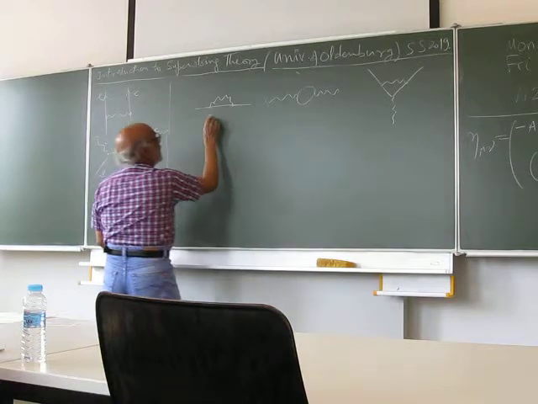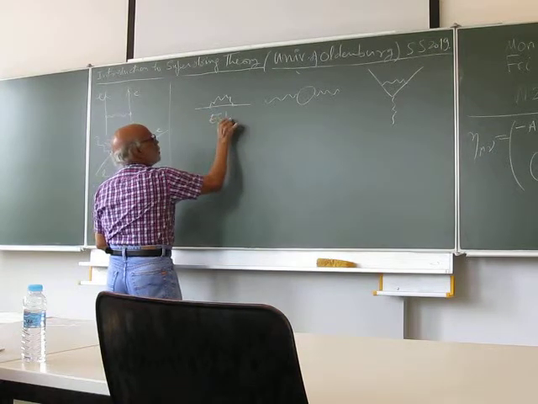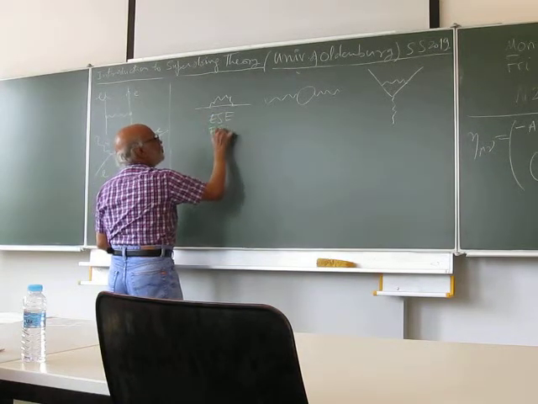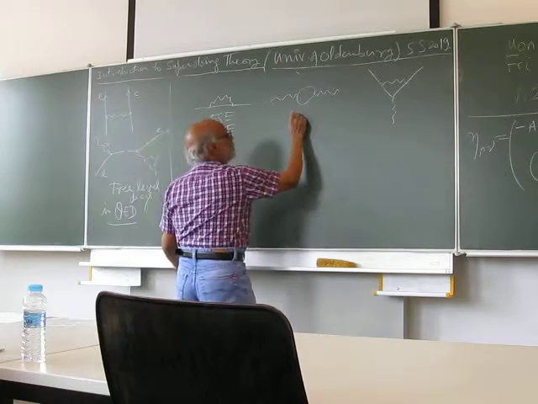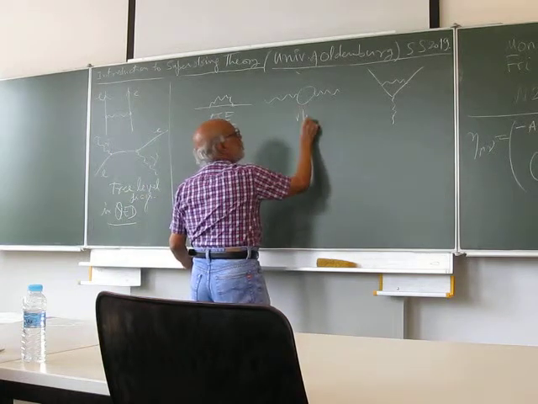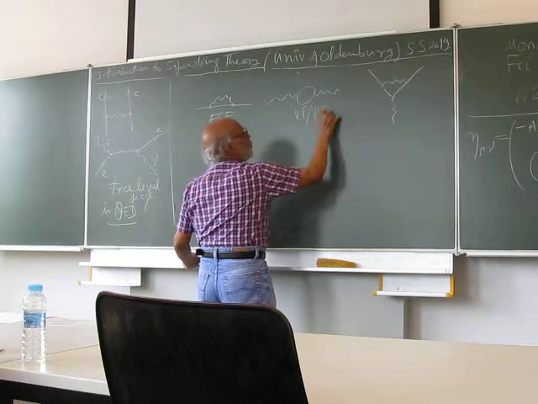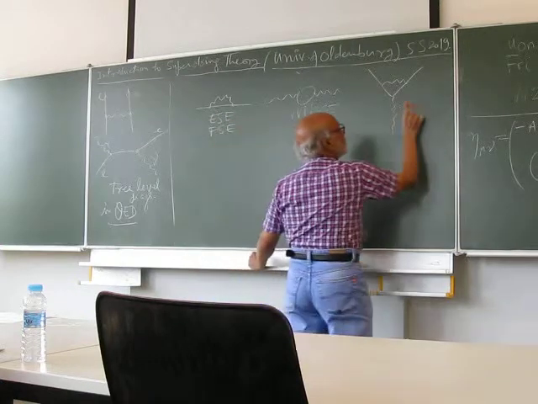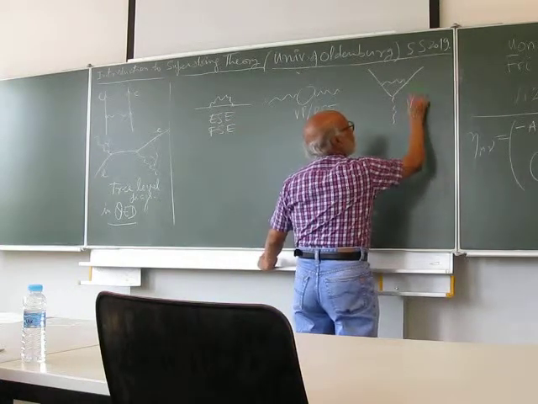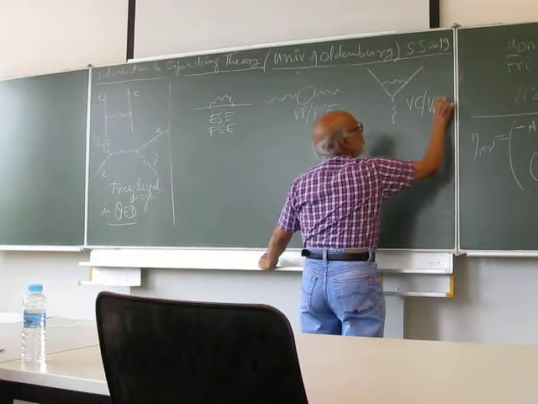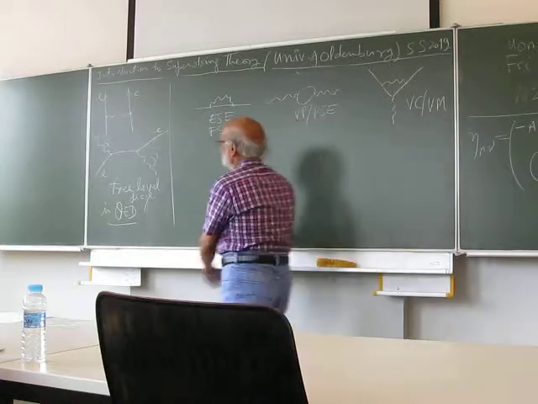So this is called the electron self-energy or fermion self-energy diagram. This is called vacuum polarization or the photon self-energy diagram. This is called vertex correction or vertex modification.